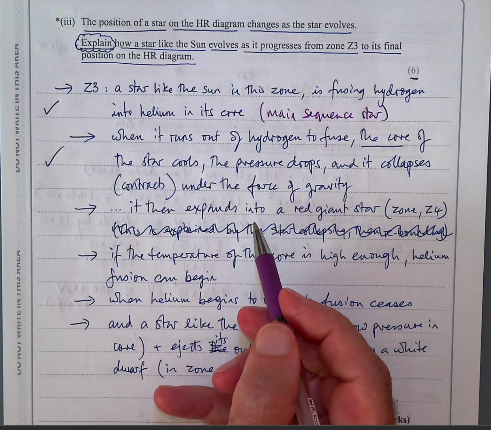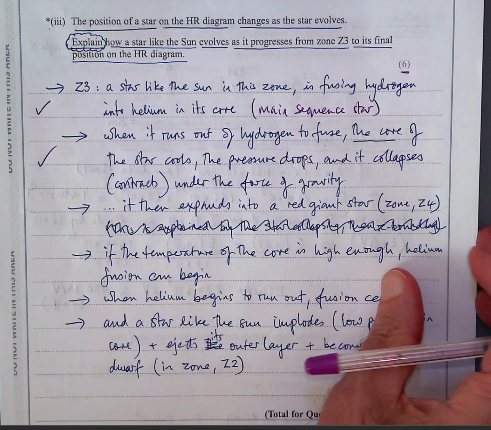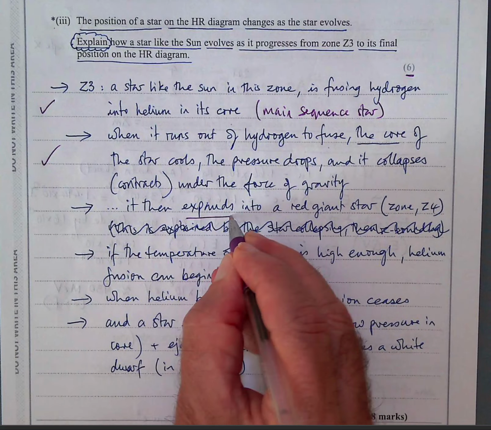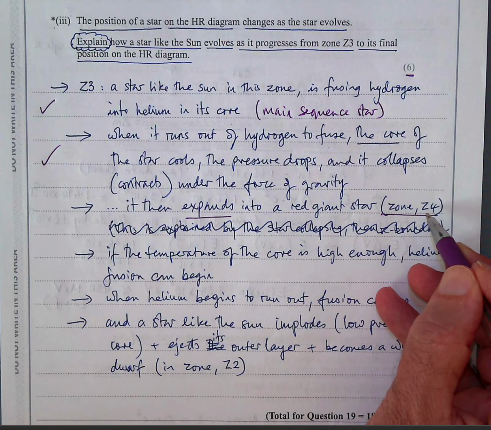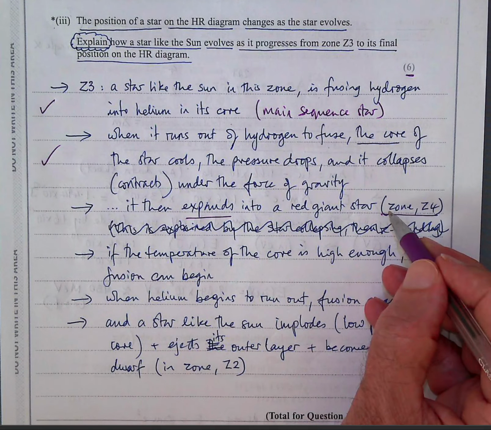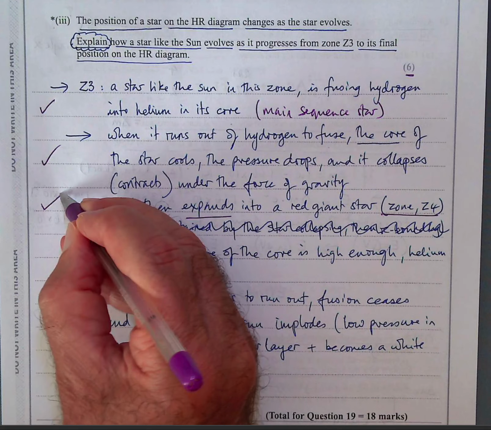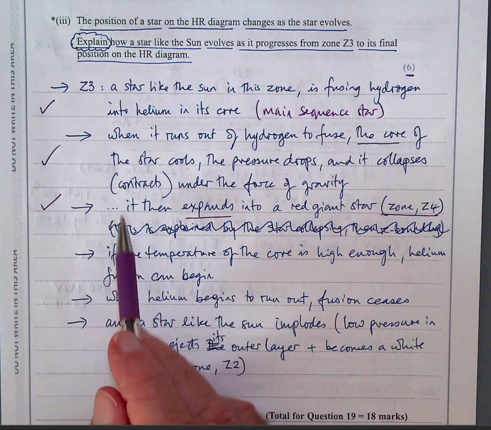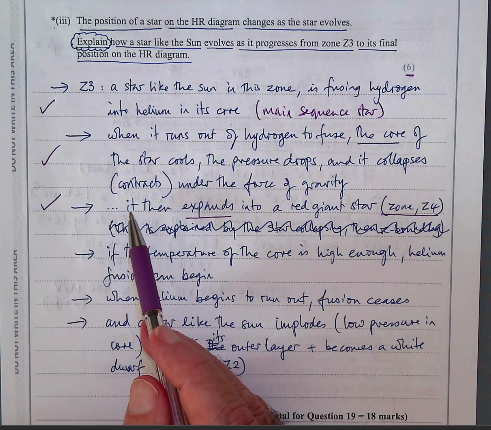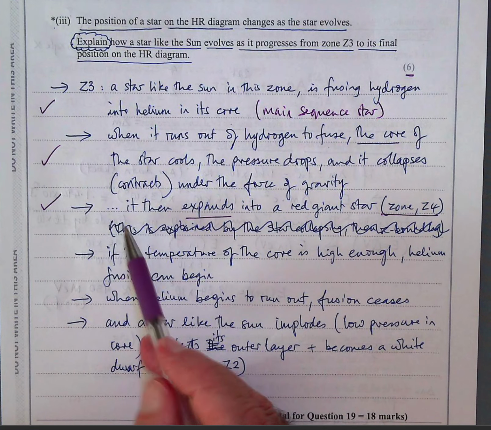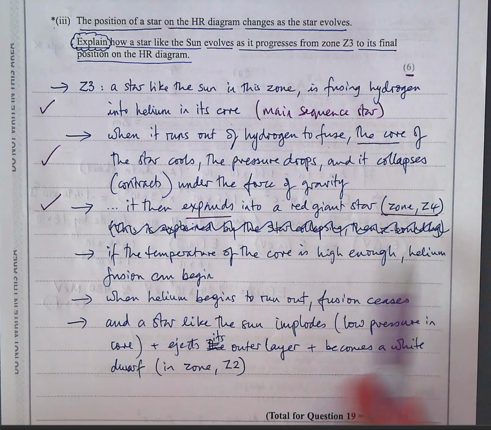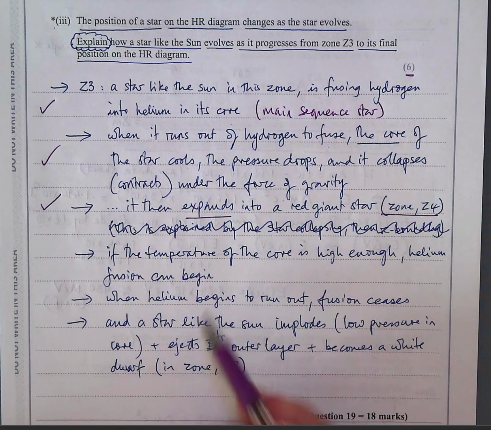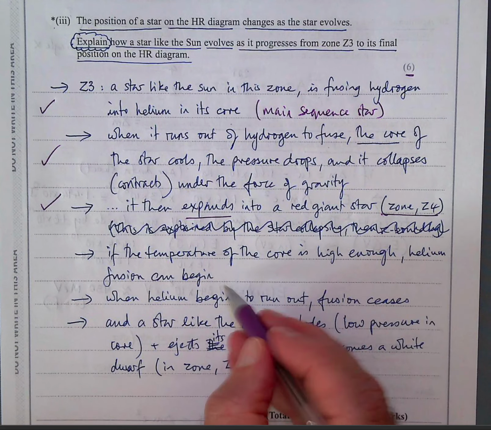It then expands into a red giant. So as long as you know that it expands, you get another mark into a red giant star, and you've got to mention the zone, Z4. So make sure you know where it is on the Hertzsprung-Russell diagram. This is the way the examiner wants you to write it. I think this is a lot of describing in here. If the temperature of the core is high enough, helium fusion can begin. Okay, so in zone 4.